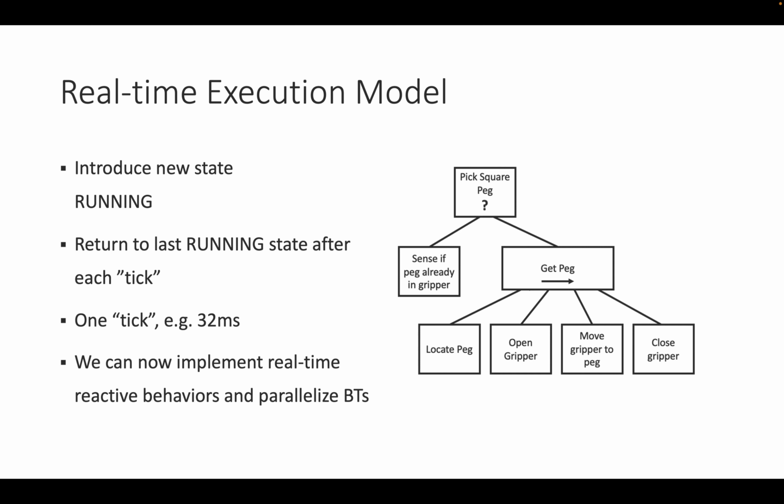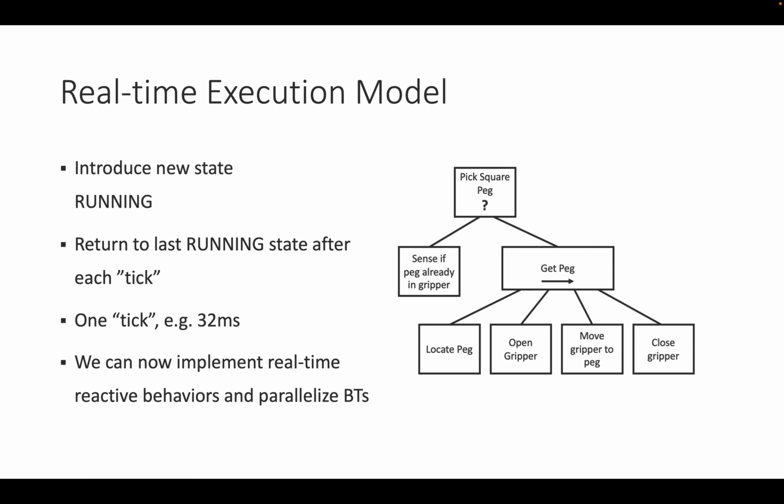Now in behavior trees, there's a concept called a tick. The tick could be like 32 milliseconds, for example, like in Webots' robot step. And whenever I call tick, I go to my behavior tree, I go to the current node, I advance or send commands to my robot, I advance time by 32 milliseconds, and then I either return running, failure, or success.